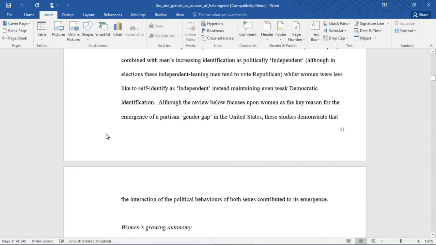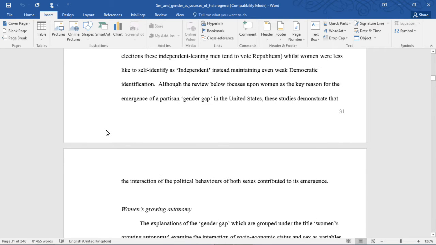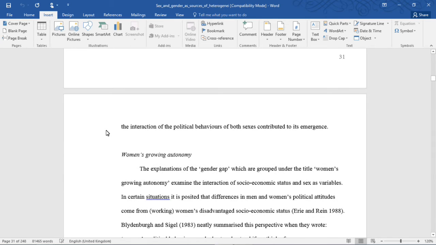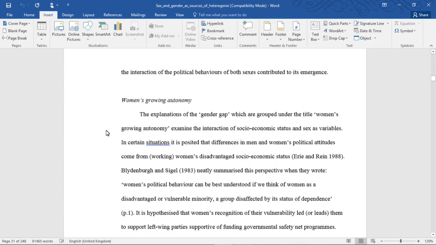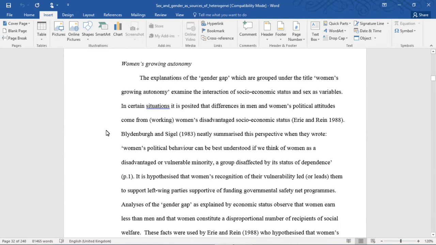Whilst women were less likely to identify as independent, instead maintaining even weak Democratic identification. Although the review below focuses upon women as the key reason for the emergence of a partisan gender gap in the United States, these studies demonstrate the interaction of the political behaviors of both sexes contributed to its emergence.